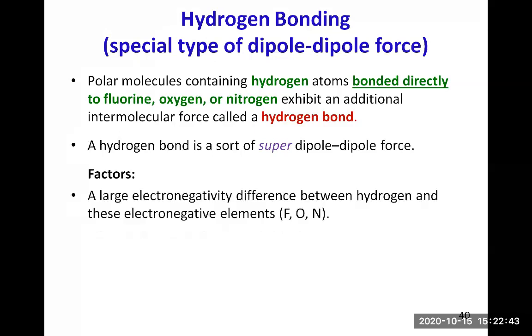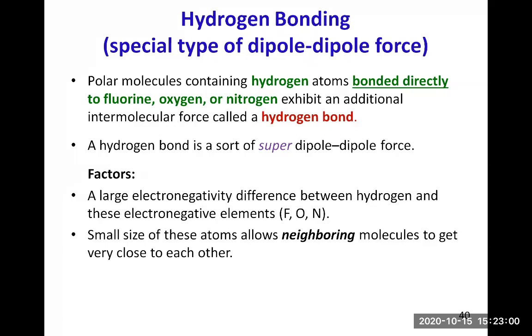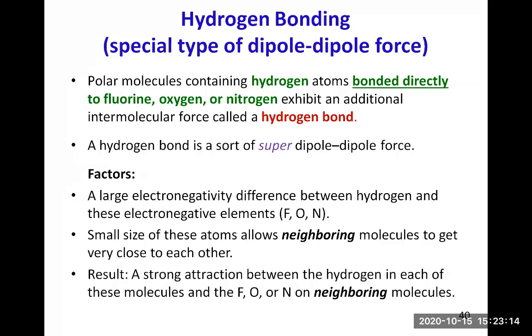The factors that lead to this hydrogen bond are, first, a large electronegativity difference between the hydrogen and these electronegative elements, fluorine, oxygen, and nitrogen, and so it's a strong dipole moment. And the small size of the hydrogen and the fluorine, oxygen, and nitrogen allows neighboring molecules to get very close to each other. So all of these are small atoms. As a result, you have a strong attraction between the hydrogen in each of these molecules and the fluorine, oxygen, or nitrogen on neighboring molecules.